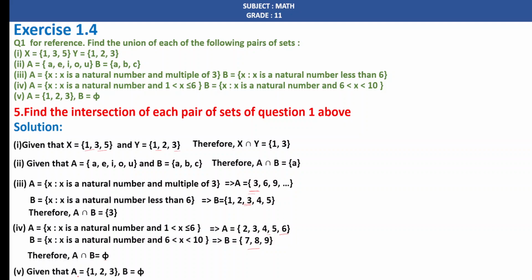Fifth one, given that A is equal to {1, 2, 3} and B is equal to an empty set. Therefore, A intersection B is a null set, an empty set.